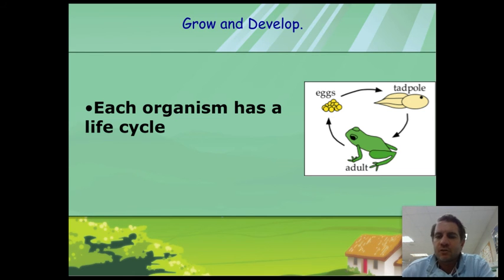Number four, you need to be able to grow and develop. You have some kind of life cycle. The tadpole turning into the frog, laying eggs, going to a tadpole, frog, a life cycle. Great example right there. Viruses do not grow and develop. They're sort of built. They don't grow and develop though.